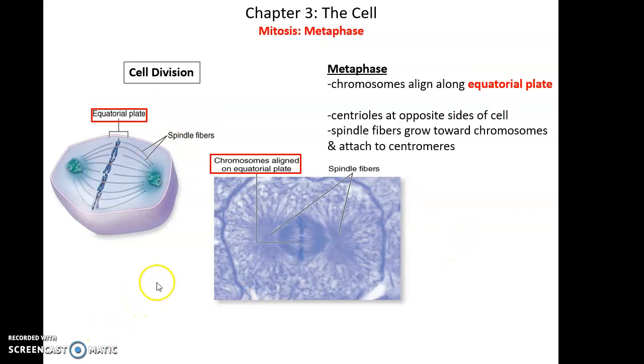During metaphase, the chromosomes all line up along the middle of the cell. So they all line up along what's called the equatorial plate, which is pretty amazing. Then the spindle fibers will grow out to the chromosomes and attach to the centromeres. So the spindle fibers will stretch from the centrioles of the centrosomes and reach the centromeres of the chromosomes.